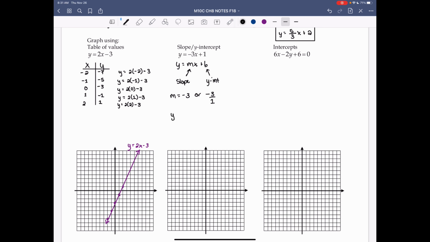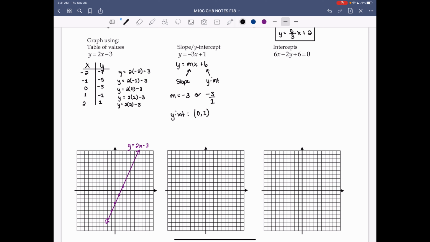And our y-intercept has a y value of 1. So it is at the point x equals 0, y equals 1. Remember, for an intercept, if it's the y-intercept, the x value is 0. If it's the x-intercept, the y value is 0.